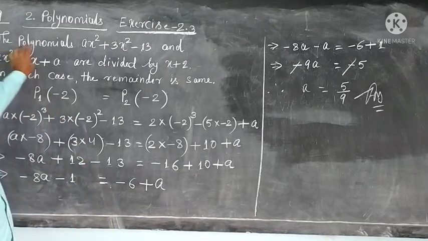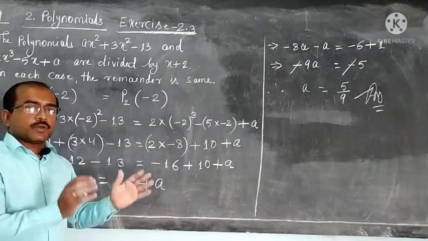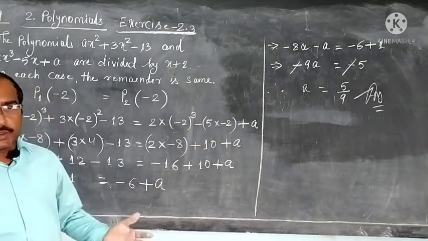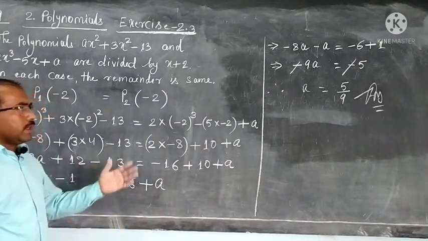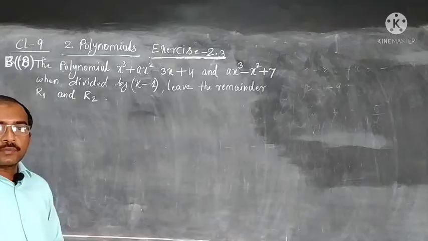Then when the second polynomial is divided by x plus 2, we will find the remainder, and last, as per the question, we will make them equal. So, we can do that separately also or together. I hope you have learnt it. Let us go to question number 8.